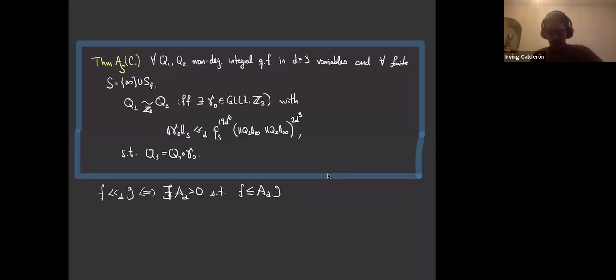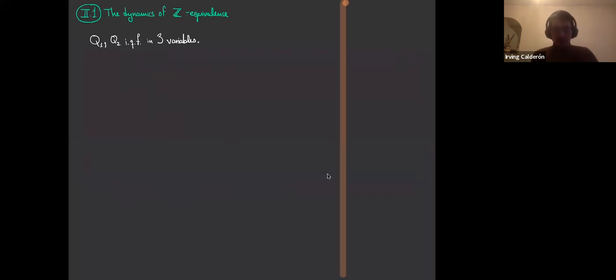Okay, so this is part 2. And we'll start first with the dynamics of C equivalence. To keep things concrete, I will focus on a simple example. So consider two quadratic forms in 3 variables, Q1 and Q2. Since we want to decide if they are equivalent over C, let's assume that at least they are equivalent over R. We can easily check that. It's just seeing if they have the same signature. So suppose they are equivalent over R.